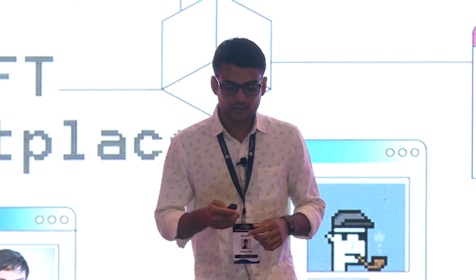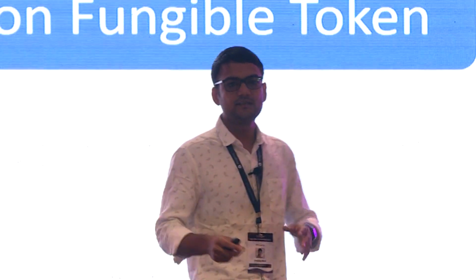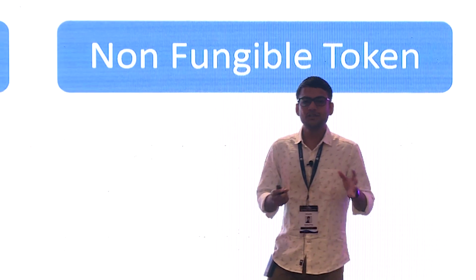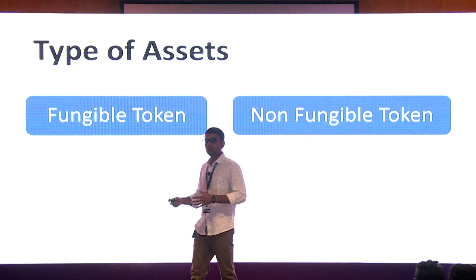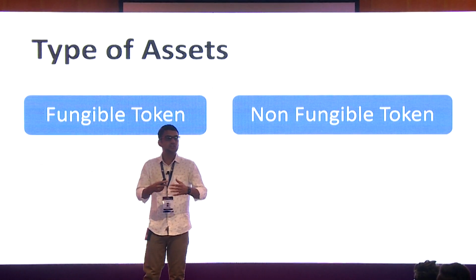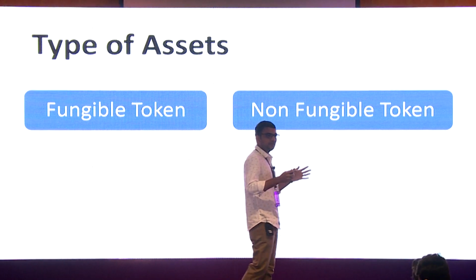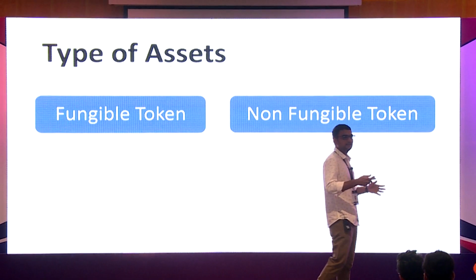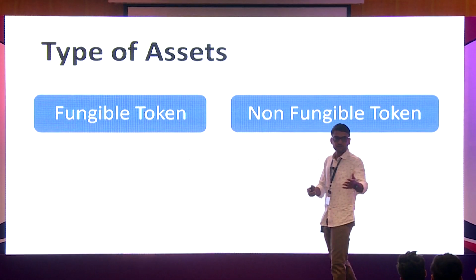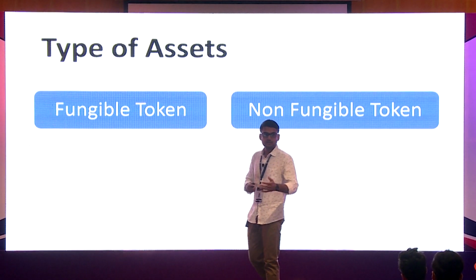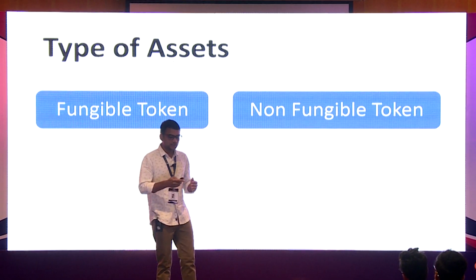So there are mainly two types of assets available. One is a fungible token and one is a non-fungible token. Now, what is this fungible and non-fungible, right? So fungible tokens are the tokens that you can exchange, you can interchange. For example, if I have a 100 rupees note and I would ask for a change, so what you do? You give me a 10 rupees notes, right? So you can interchange it. That's a fungible. What is a non-fungible? So you can't interchange it.